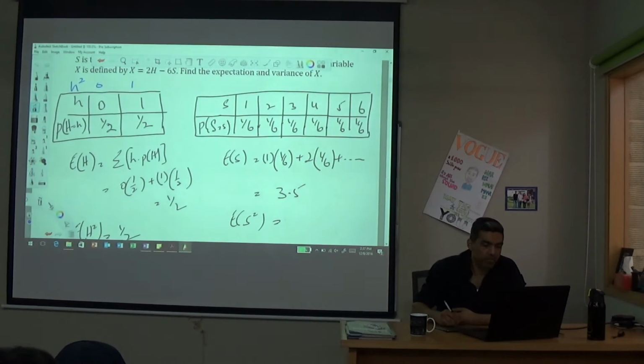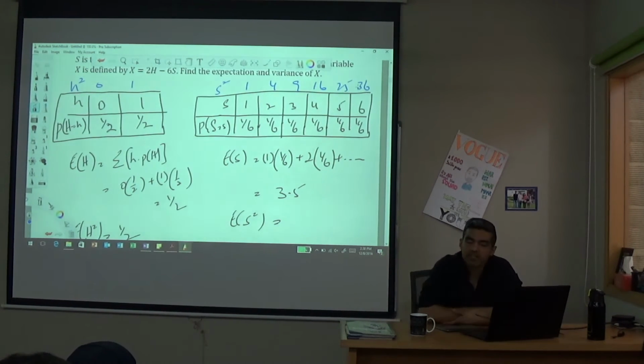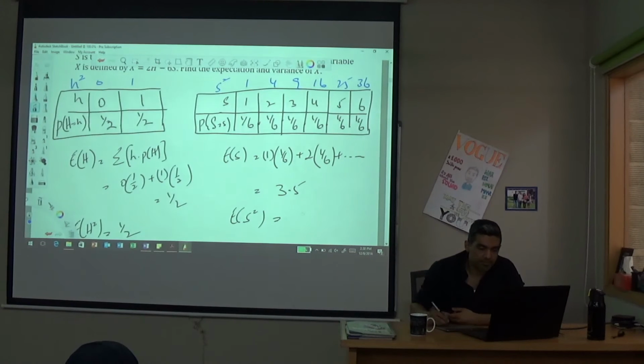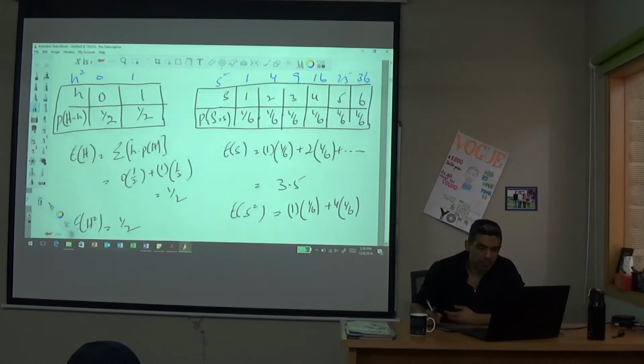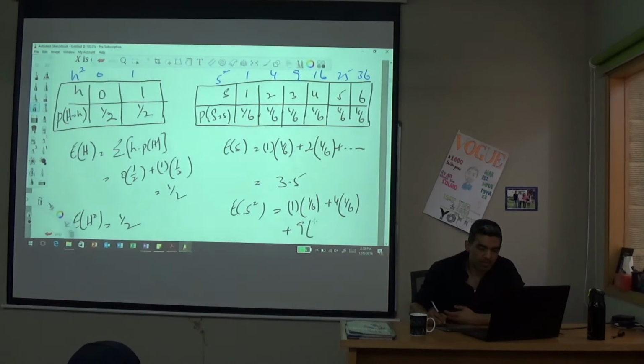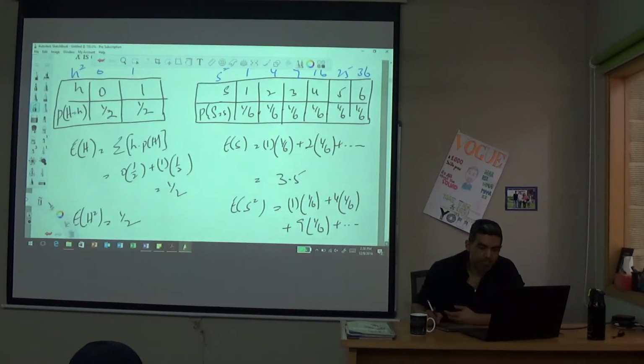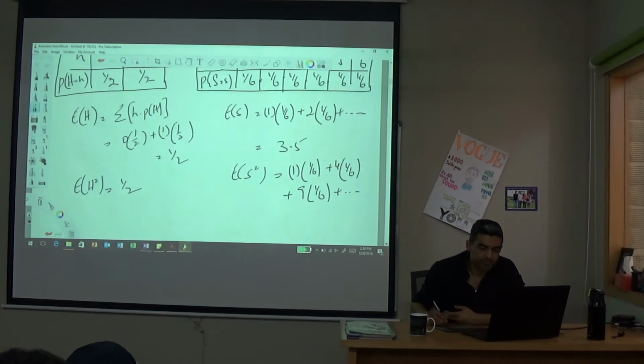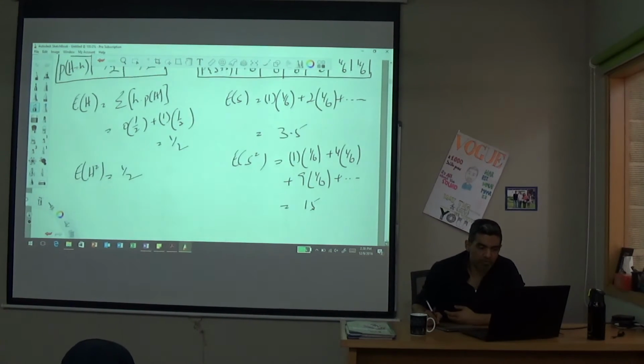So we take the square of each value, 1, 4, 9, 16, 25, 36, and recalculate the expected value with these new values. Multiply each value with its own probability. That's 1 times 1 by 6 plus 4 times 1 by 6 plus 9 times 1 by 6 and so on. Check what value we are getting. E of s square is coming out to be 15.